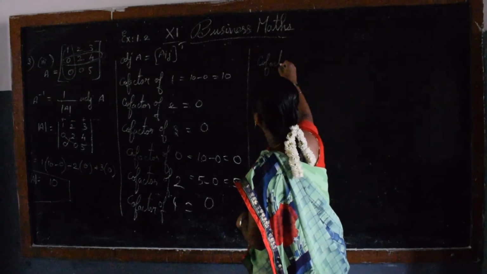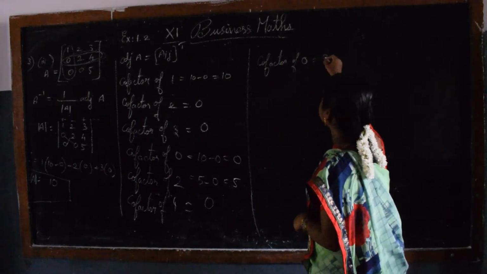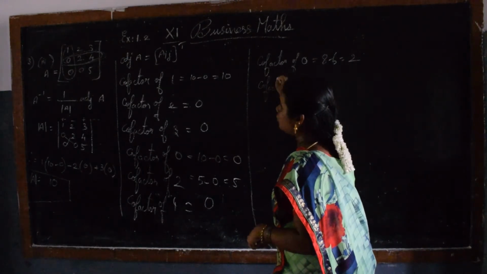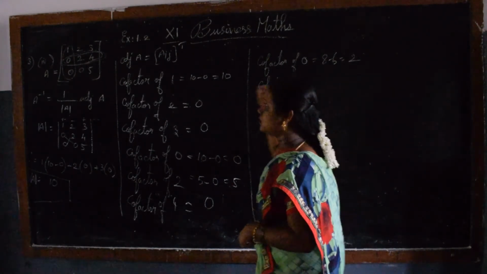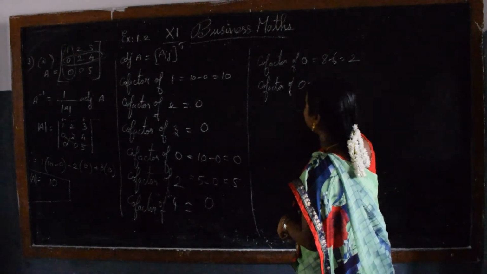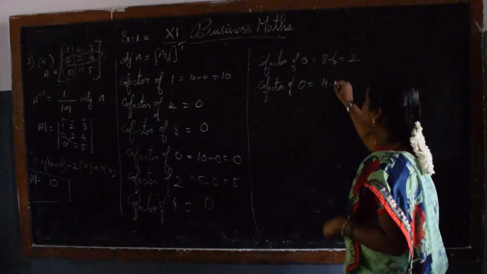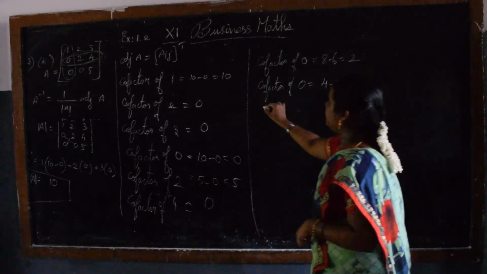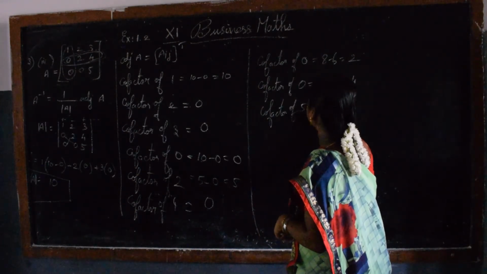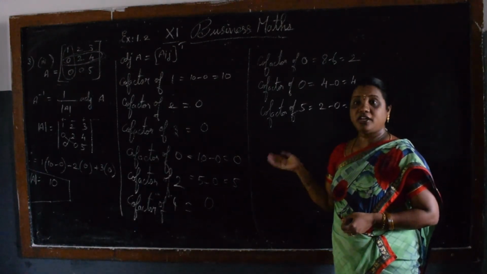Take the last row, third row. Cofactor of 0: eliminate, 8 minus 6, 2. Next, cofactor of the second element in the last row, 0: that is 4 minus 0, that is 4. Next, cofactor of 5 is equal to 2 minus 0, equal to 2. So the cofactors are found. What do you have to do in the next step?